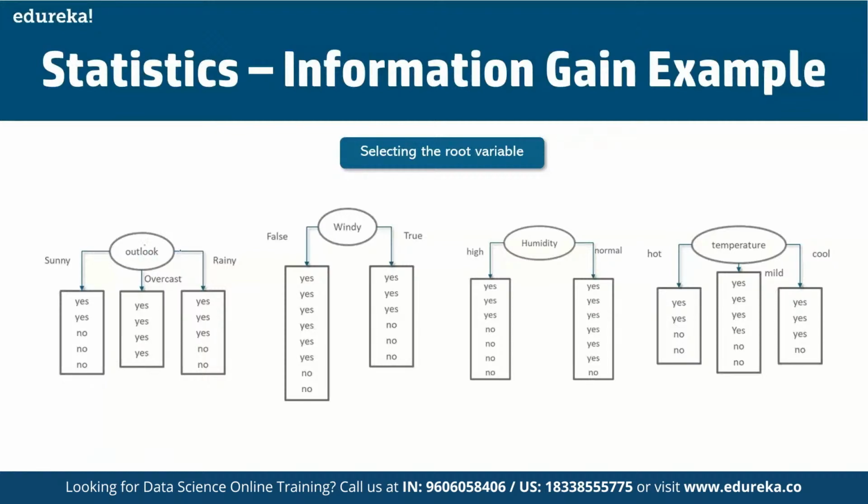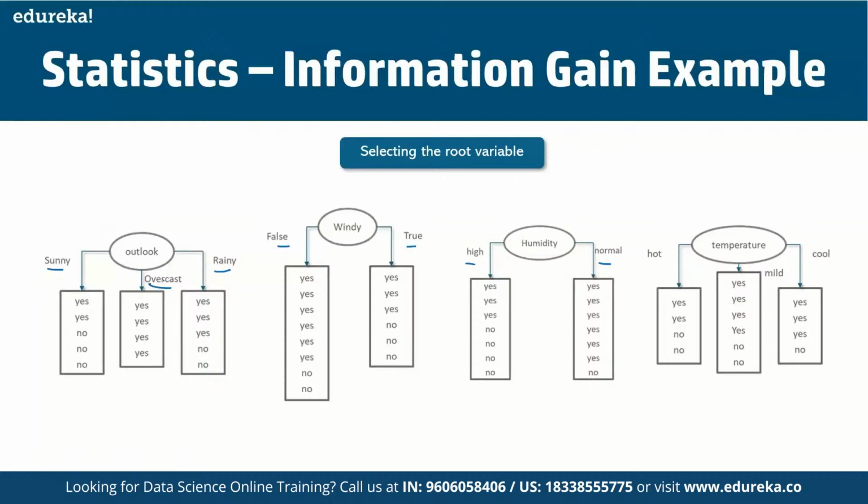So we have something called outlook. In that outlook, we have three values: sunny, overcast, rainy. Windy has two choices, false and true. Humidity has two values, high and normal. And similarly, the last column. The question is, how do I have to split my data? Why do you have to split your data? We need to split so you're able to group the data, because we are talking about a huge data set, right? So now we have to calculate something called information gain.